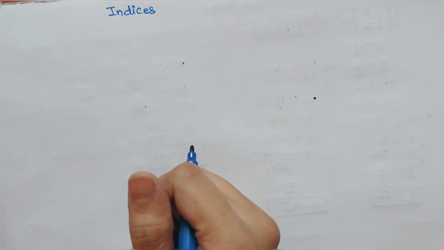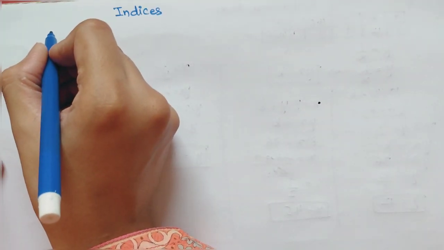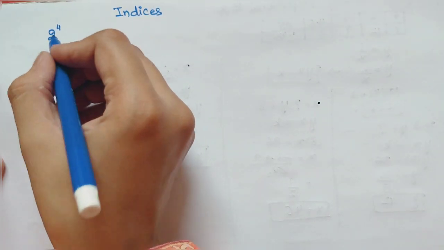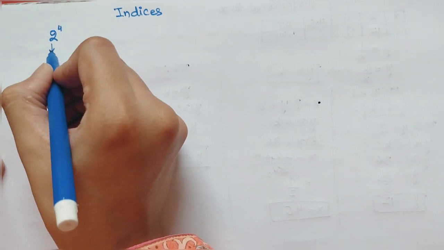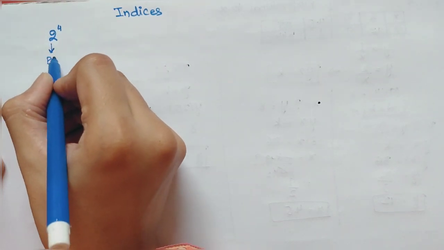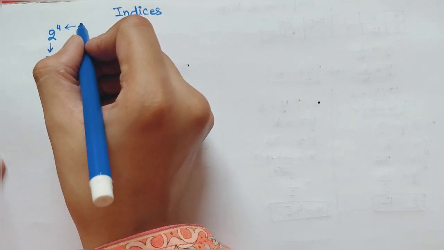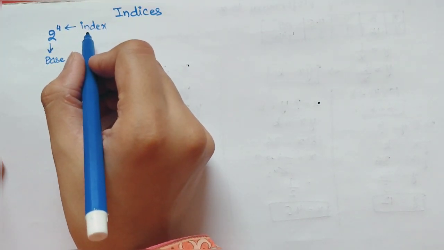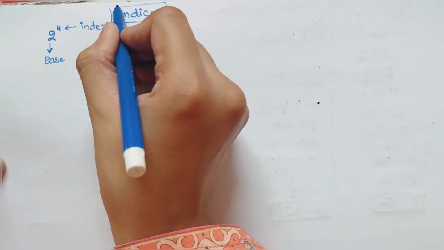Today our topic is indices. You have seen numbers written in the form of 2 power 4. We know that this number 2 is called the base, and the number in the power is called the index. The plural of index is indices, which is your topic.